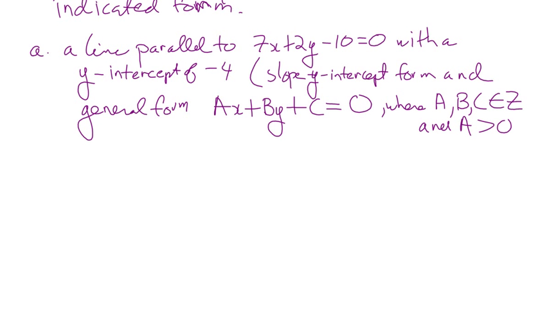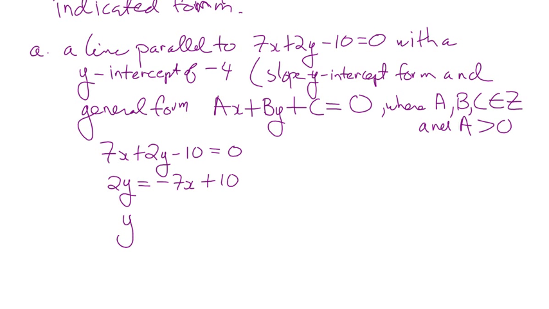Okay, so what do we got? Okay, so 2y is equal to negative 7x plus 10, and y is equal to negative 7 halves x plus 5, right? Now, everybody good with that? Maybe at some point I'll make a mistake on purpose, but I haven't yet, as far as I know. What do we do with this information?